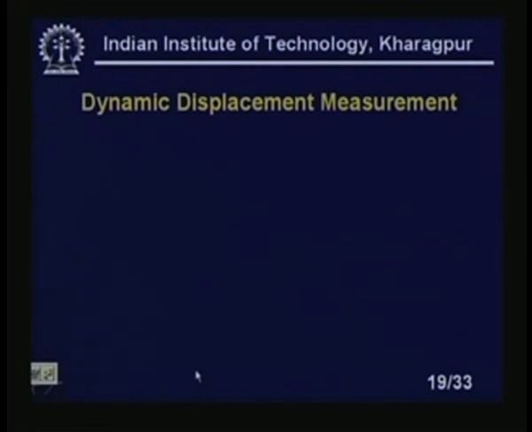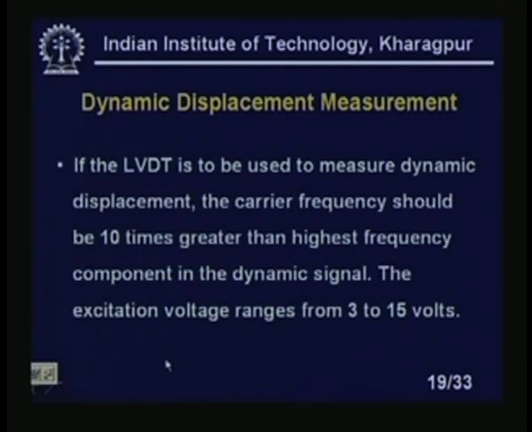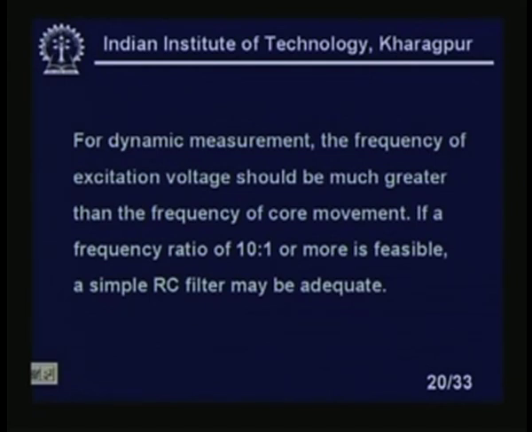Now, you see the dynamic displacement measurements. If the LVDT is to be used to measure dynamic displacement, the carrier frequency should be 10 times greater than the highest frequency component in the dynamic signal. We will show the phase sensitive demodulation output after a few slides. The excitation voltage ranges from 3 to 15 volts, right, because in some situations I may need to make dynamic measurements, even though the frequency should not be that high. So, for dynamic measurement, the frequency of the excitation voltage should be much greater than the frequency of the core movement. If a frequency ratio of 10:1 or more is feasible, a simple RC filter may be adequate.